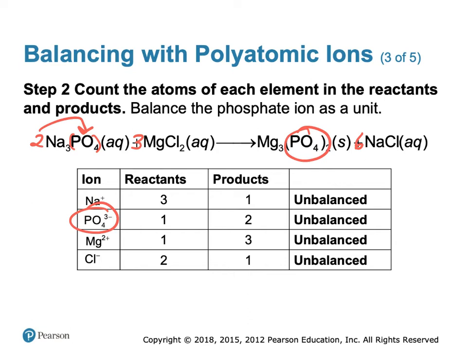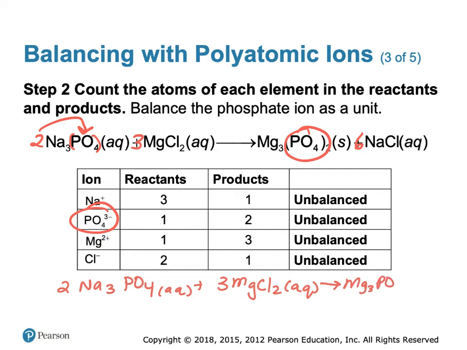So let me just rewrite this so it's a little bit neater, so that we have 2 Na3PO4, so 2 sodium phosphates, and that's aqueous, plus 3 magnesium chlorides, and again that's aqueous, and that's going to give us magnesium phosphate, which is a solid, plus 6 sodium chlorides, which remain aqueous.